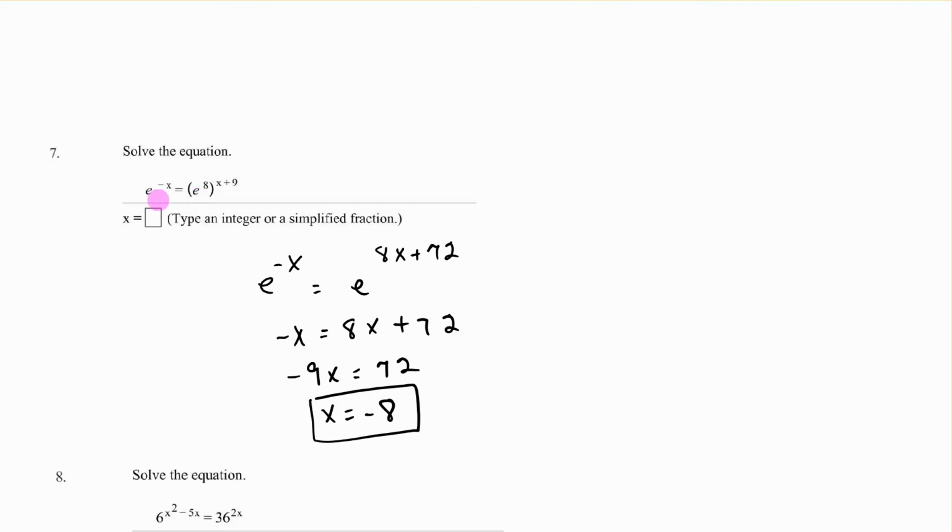This one, e to the negative x equals e to the 8th to the x plus 9. Go ahead and multiply the powers. So we have e to the negative x equals e to the 8x plus 72. Set the exponents equal. Subtract 8x this way and then divide by negative 9. You get x equals negative 8.